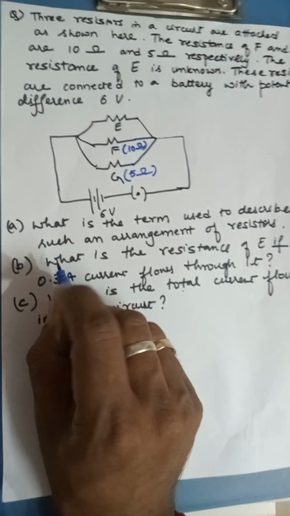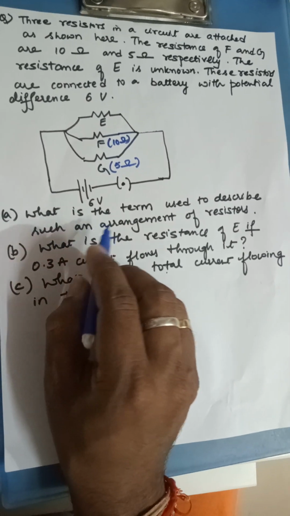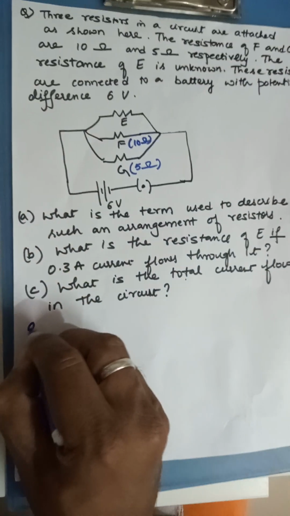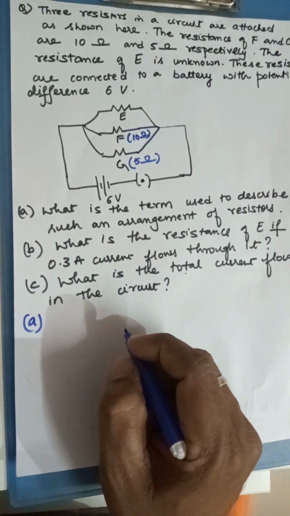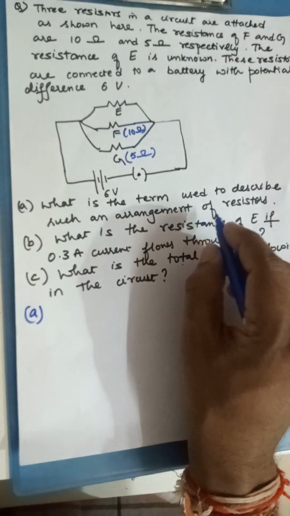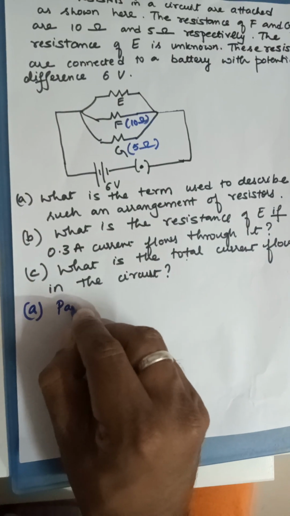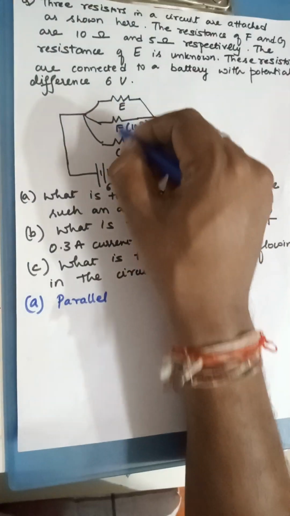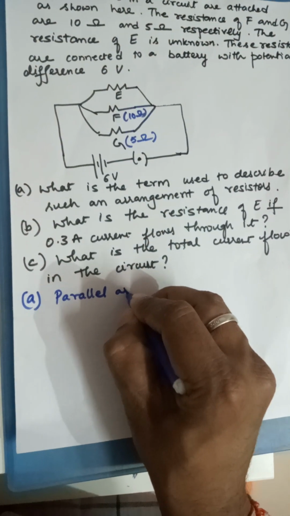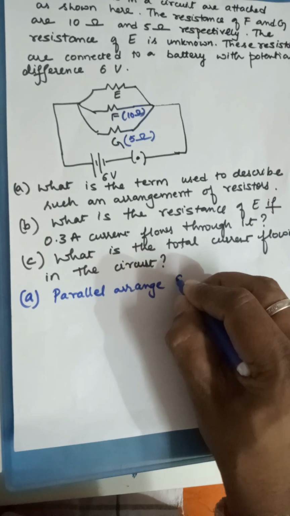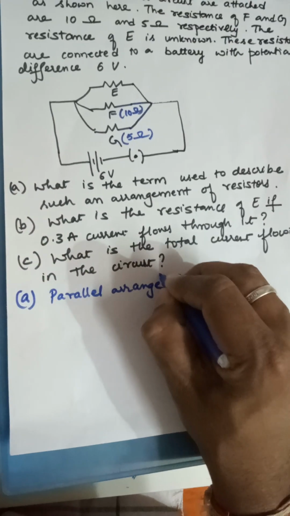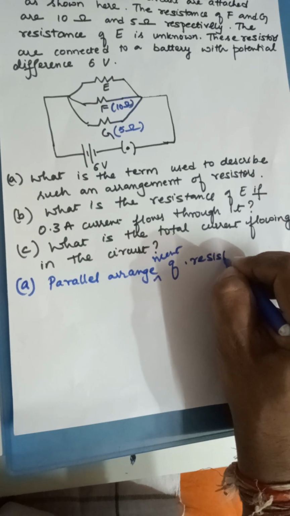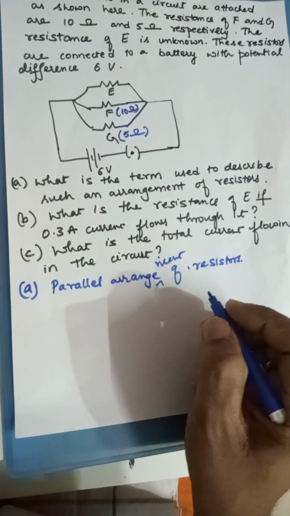Now the first question is, what is the term used to describe such an arrangement of resistors? You can easily see that these three resistors are connected in parallel. So what is the term used to describe such an arrangement of resistors? The term used to describe this arrangement is parallel arrangement of resistors, or the resistors are in parallel.